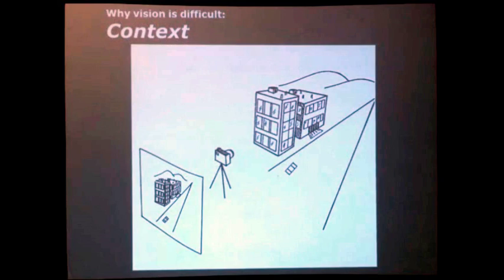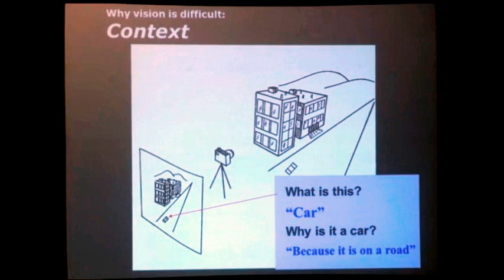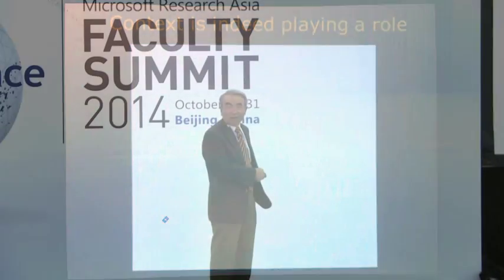Context, which is artificial intelligence's favorite topic. When you ask, what is this? People say, car. Now, you ask the question, why is this a car? People say, because it's on the road. Now, in this, obviously, the context is playing a big role. Because if you remove all of the context, this is the thing. It doesn't look like a car.